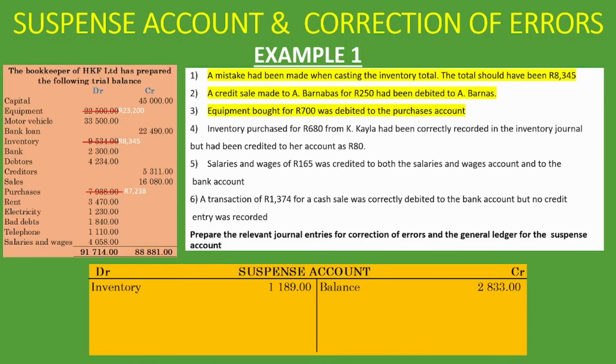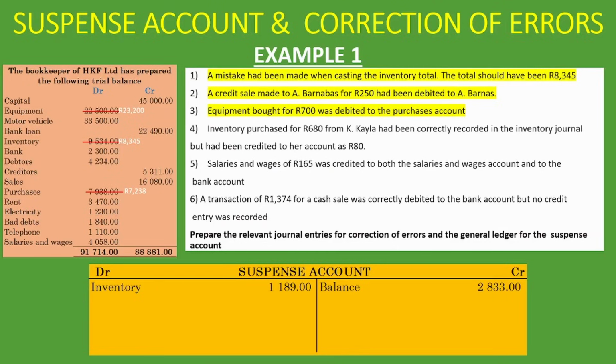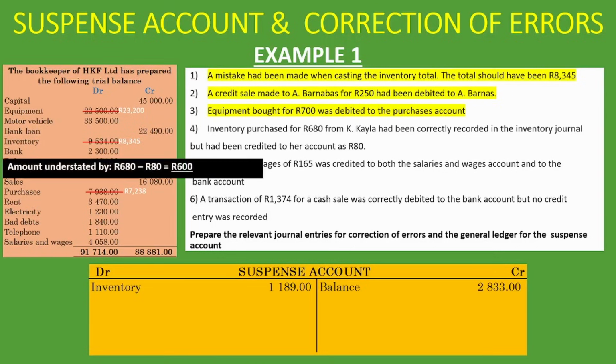Well, if you guessed yes, that should be correct because this is the part original entry error. Remember when we said the debit amount is different from the credit amount. So this occurs when the correct amount is entered to one side, the wrong amount is entered to the other side of a journal entry, and that is the debit and credit have different amounts. And that's exactly what has happened here. Our inventory journal is recorded correctly, but when we're crediting to our account, we credited it with the wrong amount. So the first question we ask ourselves is, by how much did we understate her account, K. Kayla's account, that is? Well, we understated it by 600 Rand. That is the 680 Rand minus the 80 Rand gives us an amount of 600 Rand. So it was understated by 600 Rand.